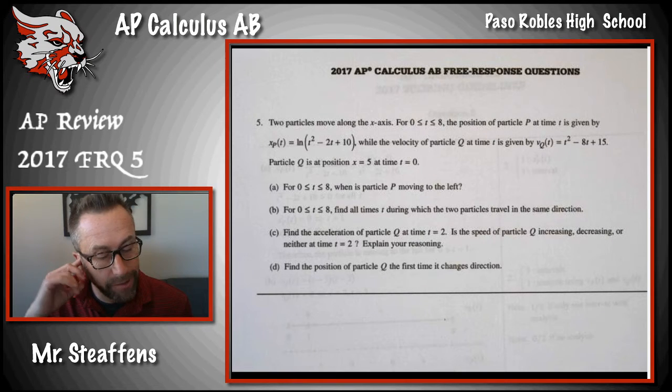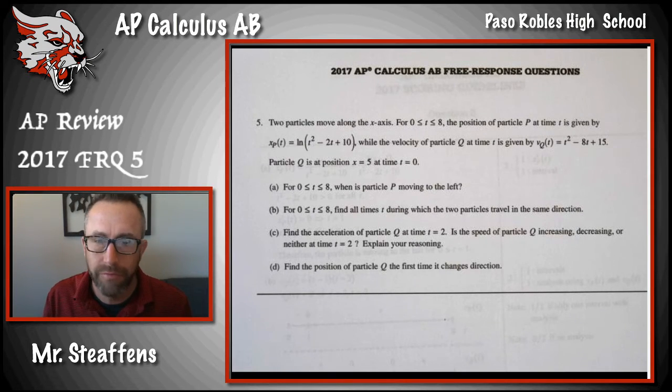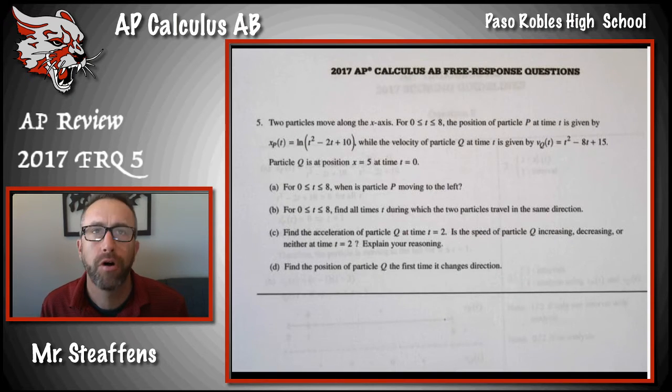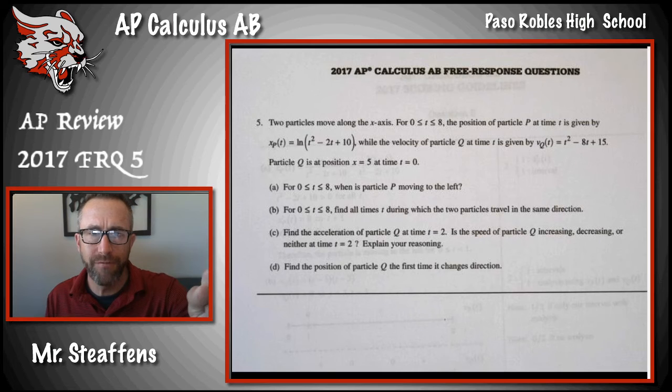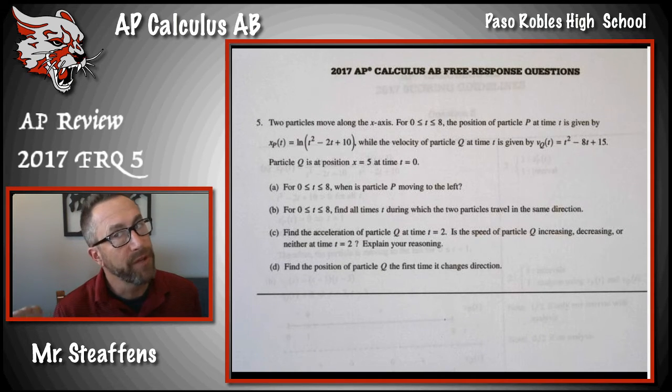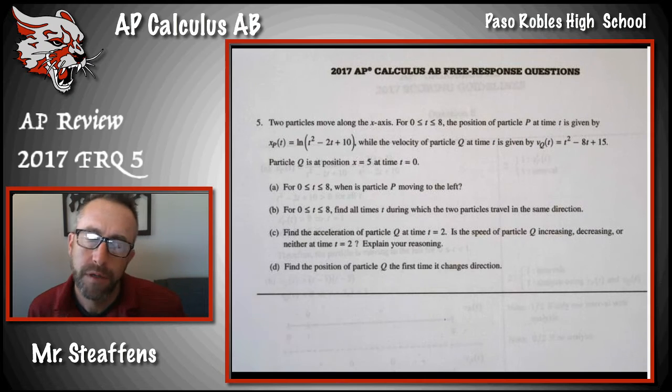Probably just got beat down on number 4, and then in walks number 5, and it looks pretty ugly when you look at it. But it's actually really straightforward. It's a particle movement problem that involves knowing when the velocity is positive, it's going to the right, and when the velocity is negative, it's going to the left. You're given the position function on one particle, and start with that, and then on another particle you're given the velocity function and start with that.